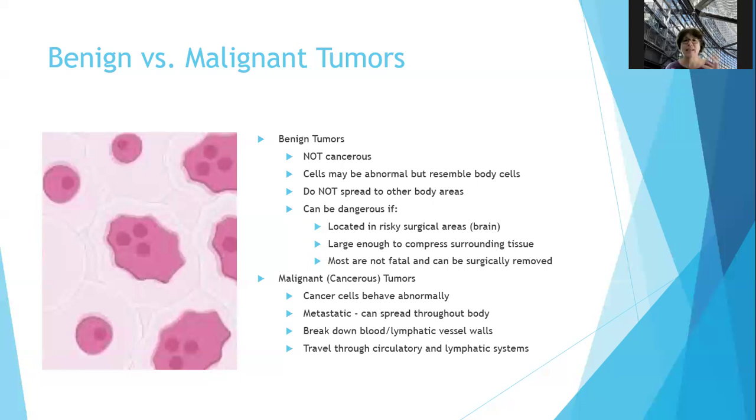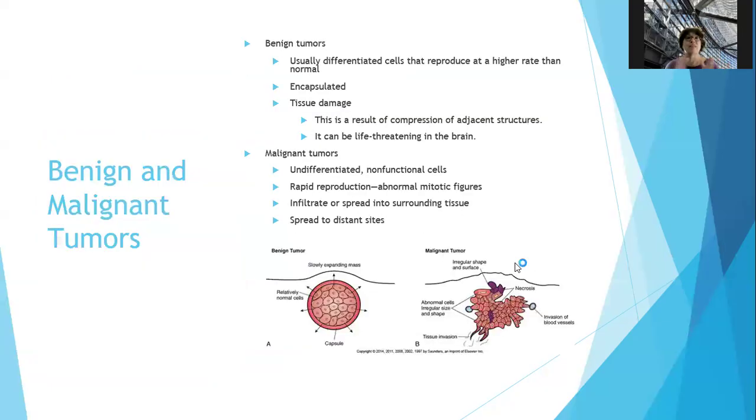So malignant cancers, now the cells are getting weird. They're behaving abnormally. They're not doing their job. They can metastasize, or spread throughout the body. They can break down blood and lymphatic vessel walls, and that's a great way to spread throughout the body via the circulatory or lymphatic system. And yeah, they're bad. Malignant tumors, not good.